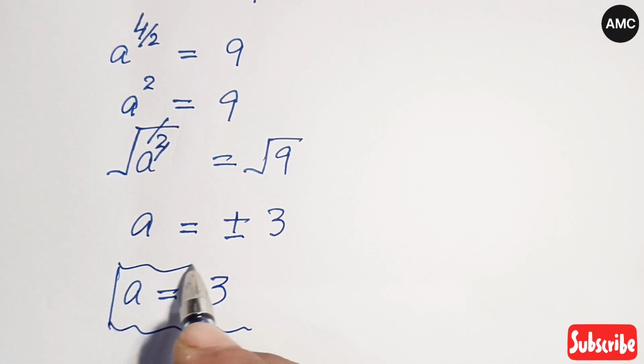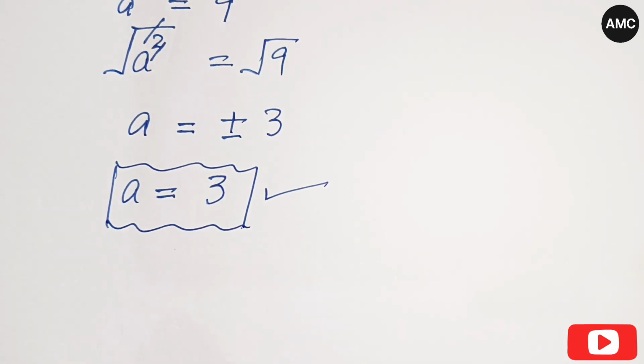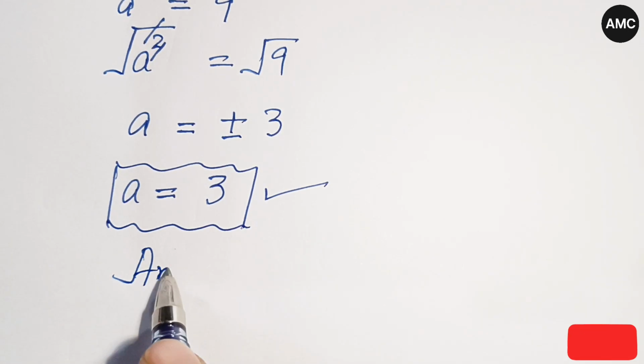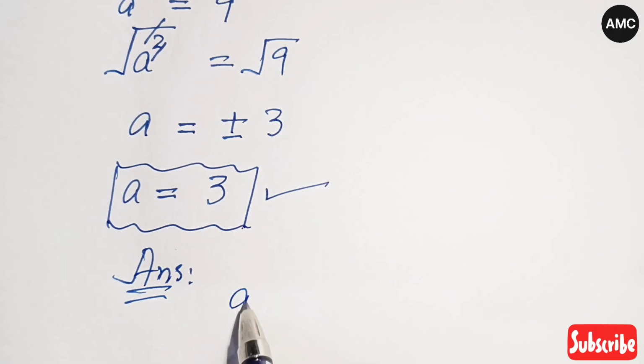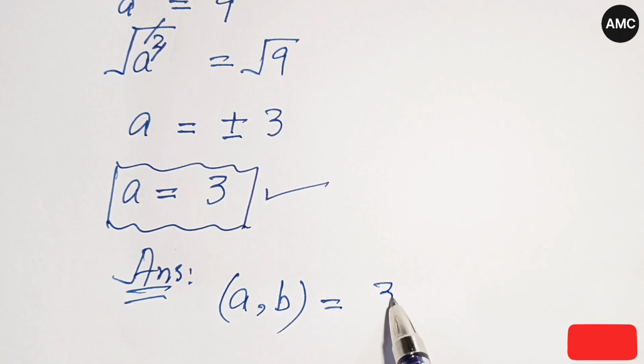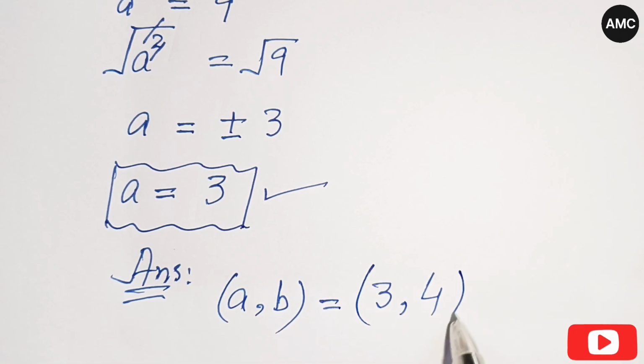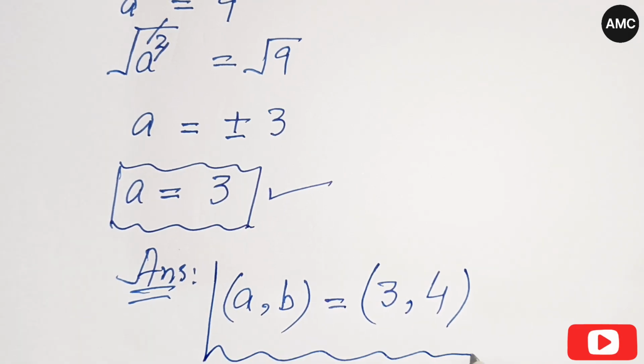Now we just take the value of a as 3, positive 3. Now we have our final answer, that is a comma b, where the value of a is 3 and the value of b is 4. So it is a valid solution for this problem.